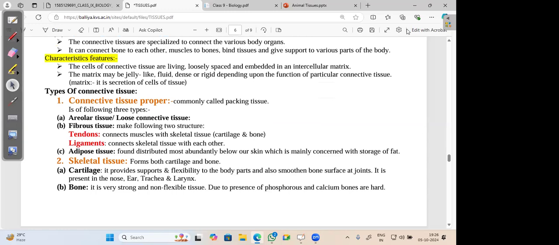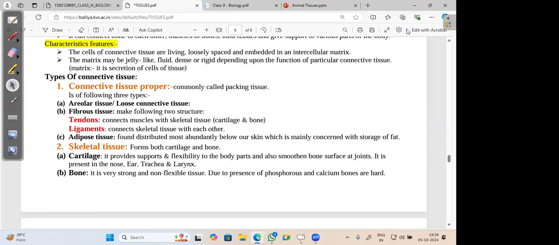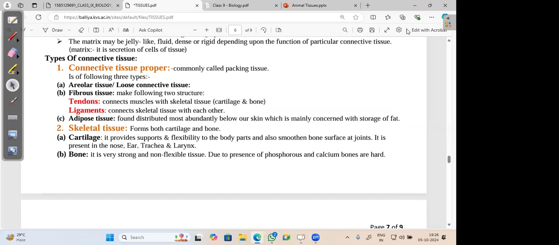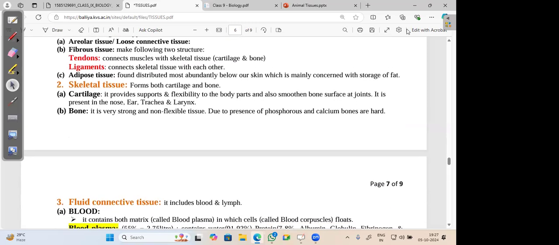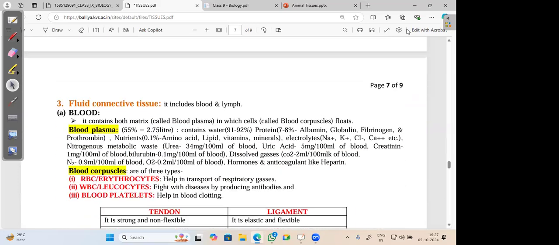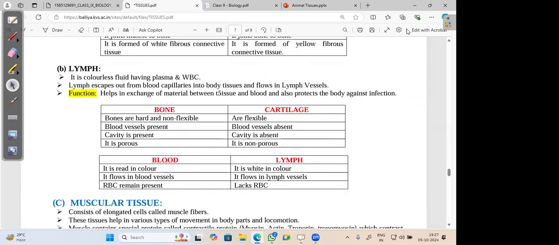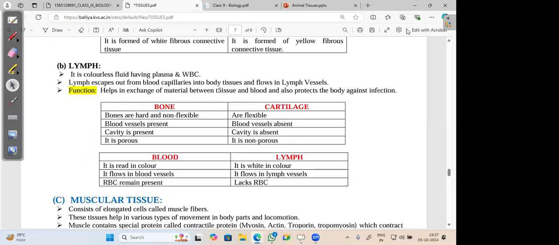So the types of connective tissue: we have connective tissue proper, commonly called the packing tissue. It is divided under three categories: areolar tissue, which we call the loose connective tissue, fibrous tissue, and adipose tissue. These are what we call the proper connective tissue. The others are skeletal tissue, fluid connective tissue, and the next one is, of course, the muscular tissue.